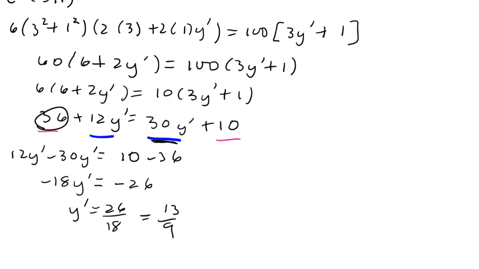So final thing of the day is going to be y minus. Go back up here and look at your ordered pair. So y minus 1 equals the derivative at (3, 1), which is 13/9 times (x minus 3).